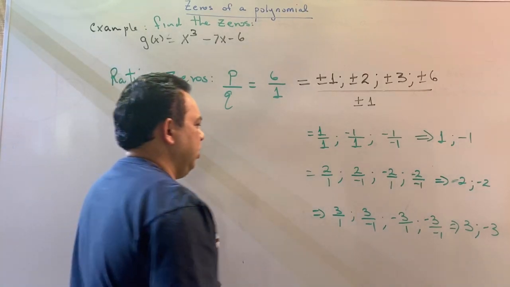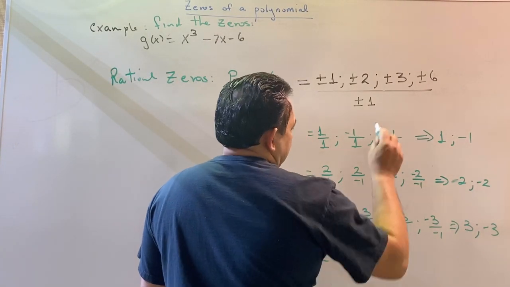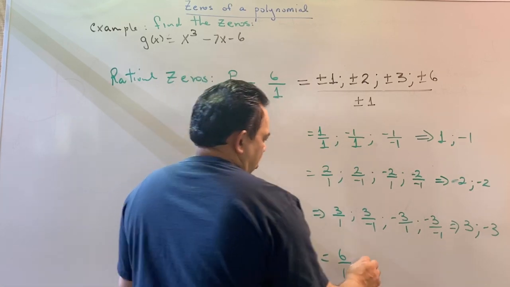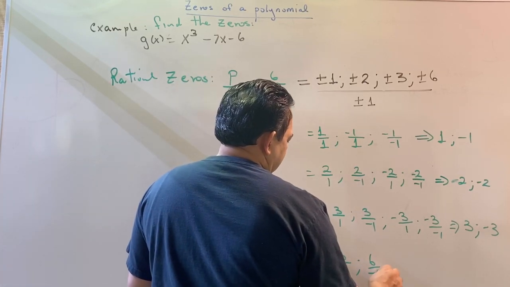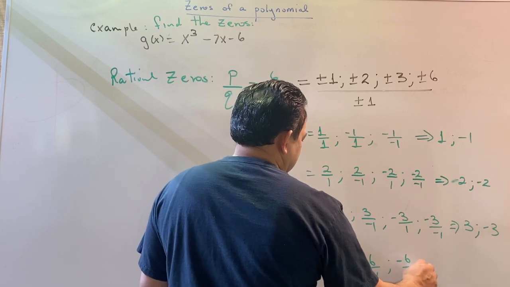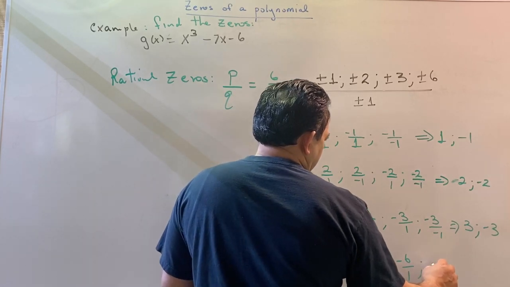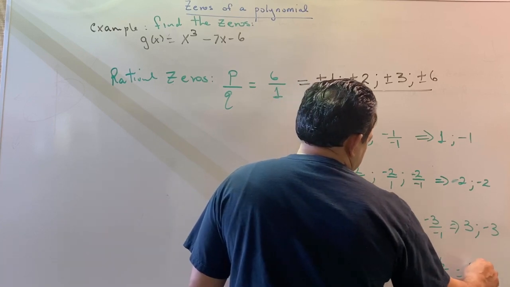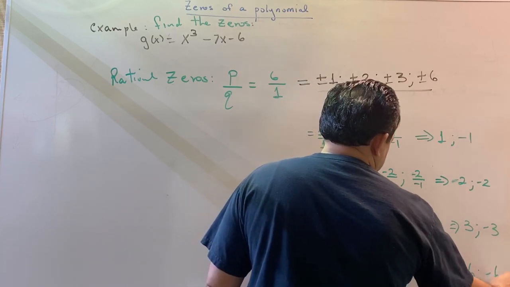And the same thing, we'll notice that for 6, we'll have a +6 over 1, or a +6 over a -1, or a -6 over a +1, or a -6 over a -1, so that brings us with 6 or -6.